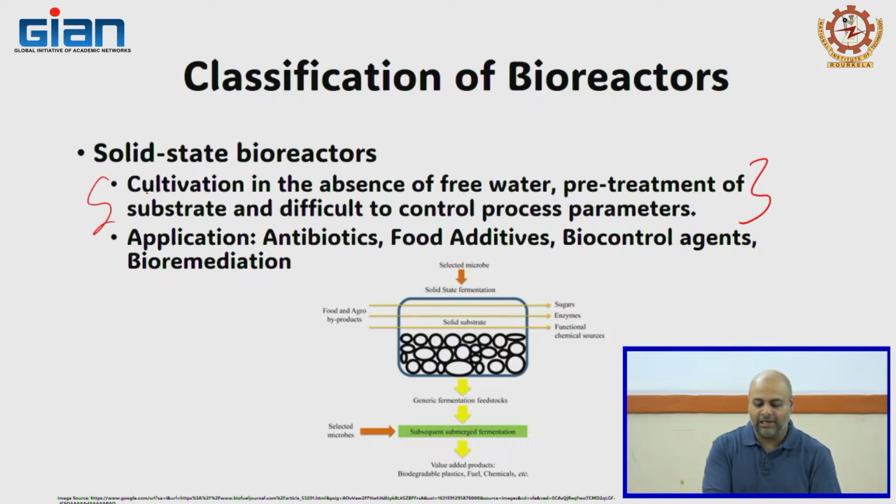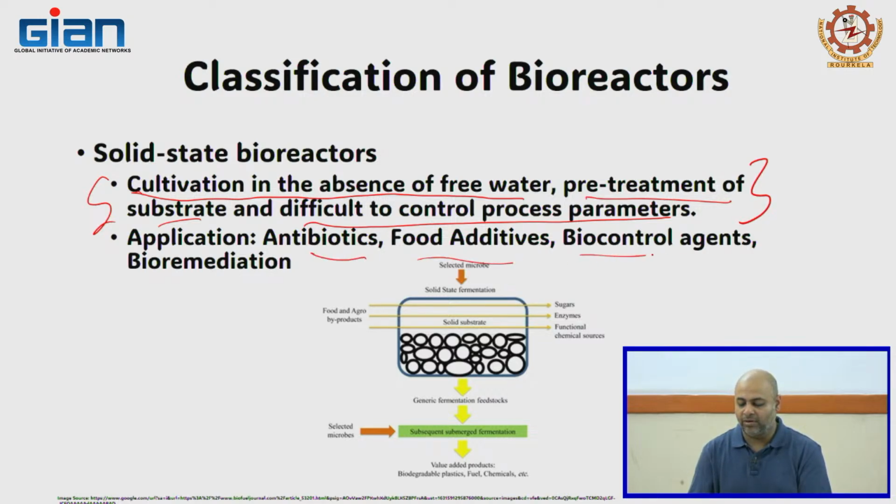Now, solid state bioreactors, the cultivation is in the absence of free water. Pretreatment of substrate is required, and difficult to control process parameters are involved in this. It's not as simple as regular submerged bioreactors like a batch process or a fed batch or a controlled stirred tank reactor. Applications of these are mostly for antibiotics, food additives, biocontrol agents, and bioremediation.